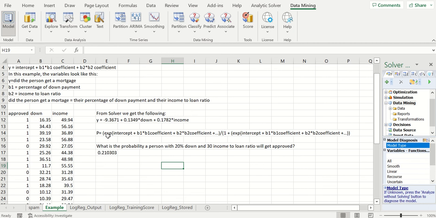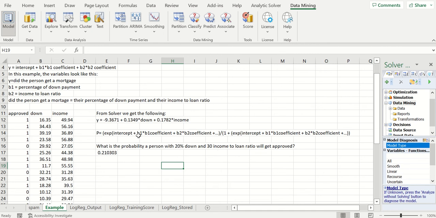So since it's a log base, we're going to take the exponent of it, and over here it's similar. What we are doing in this situation is asking: what's the probability that a person with 20% down and 30% income will get approved?